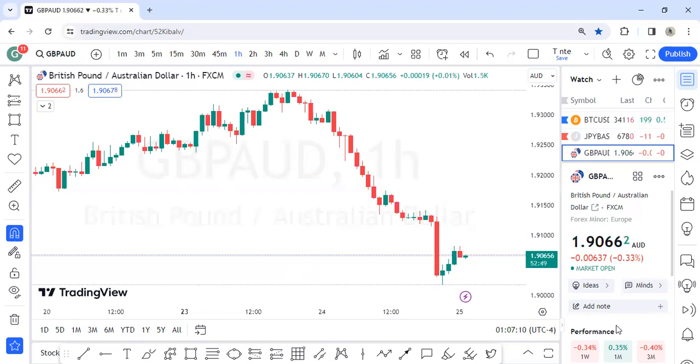Tomorrow we'll look at higher time frame imbalance, lower time frame imbalance, and how to look for entries.